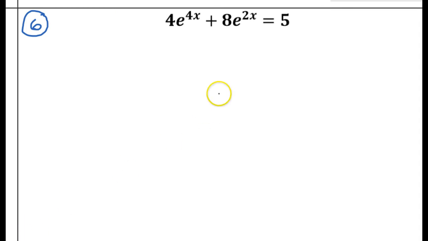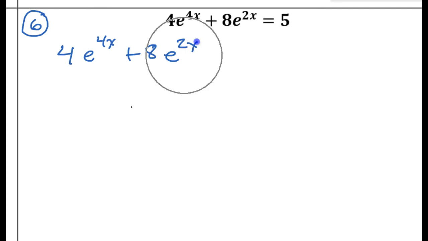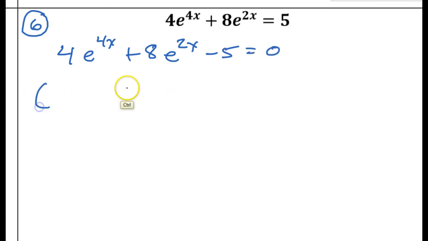Let us do one more example. So subtracting 5 from both sides, we have 4e to the 4x power plus 8e to the 2x power minus 5 is equal to 0. So now we just need to try to factor this down. If you have already factored this, don't tell me the answer. Just let me figure it out.